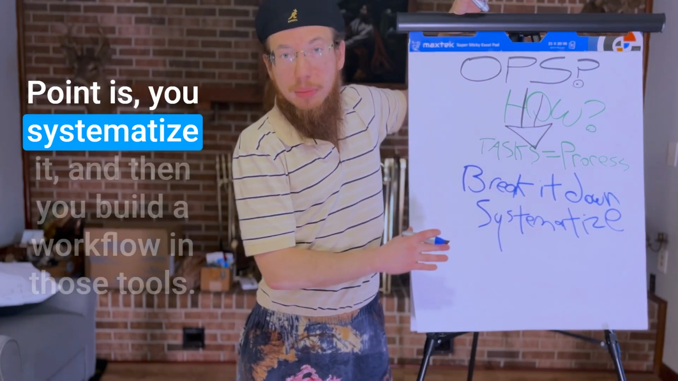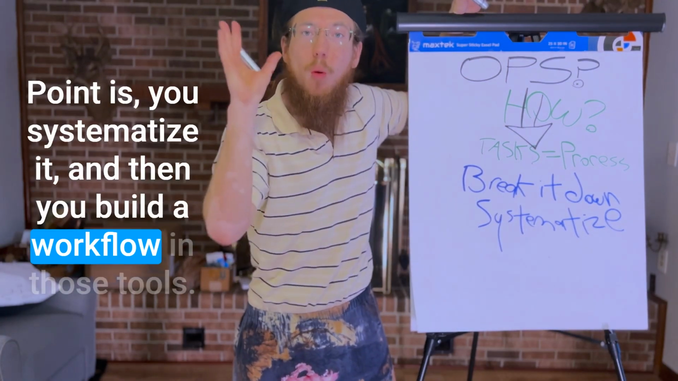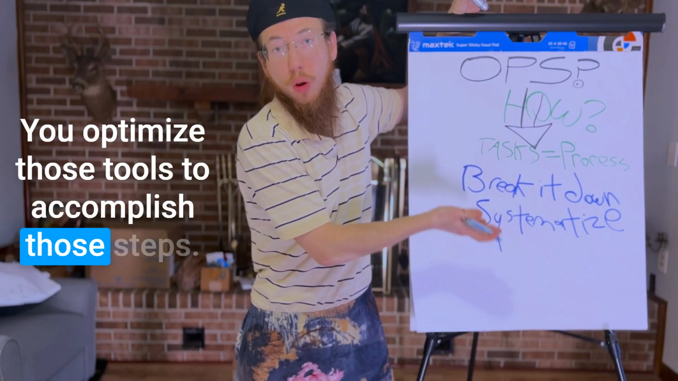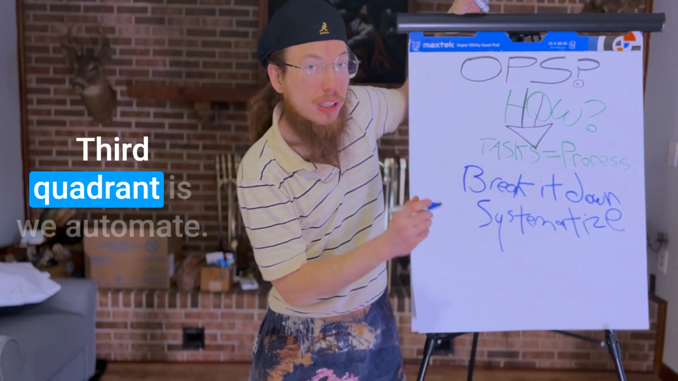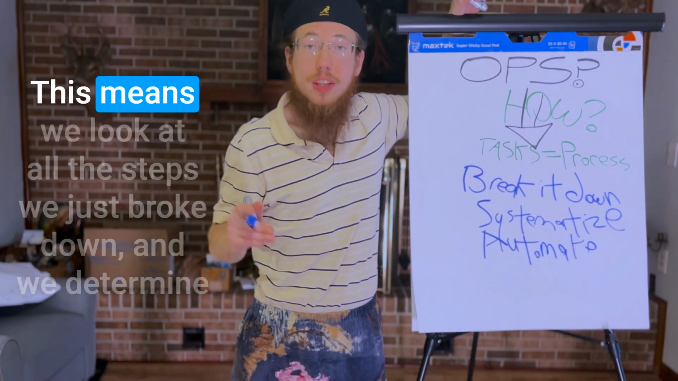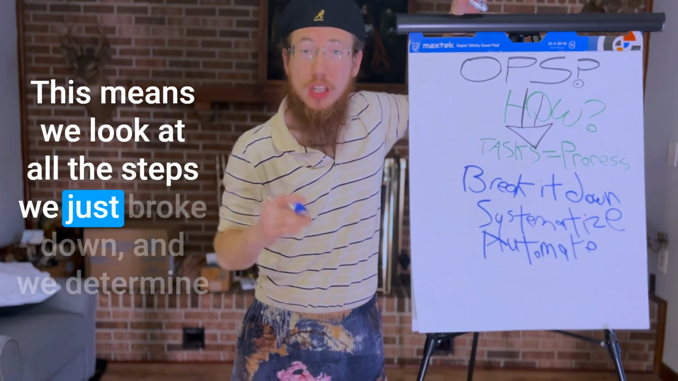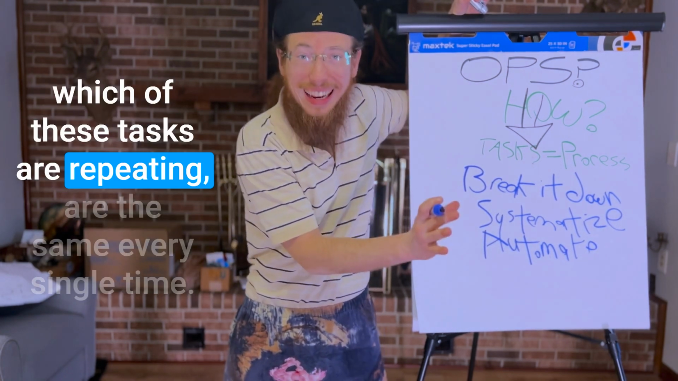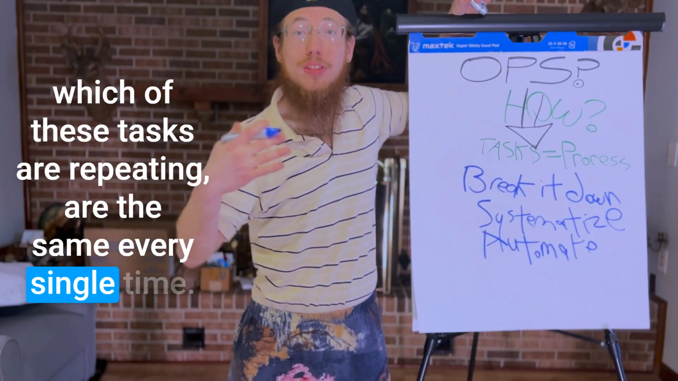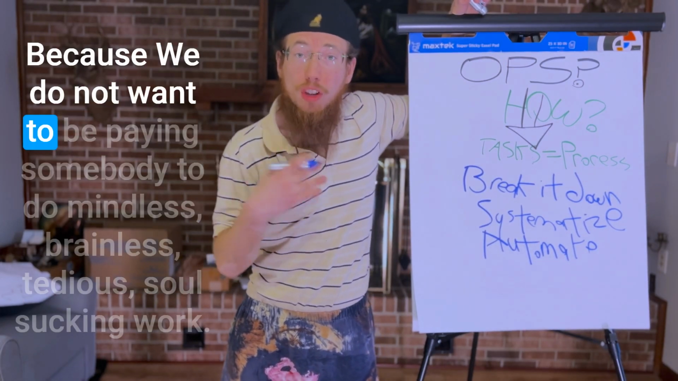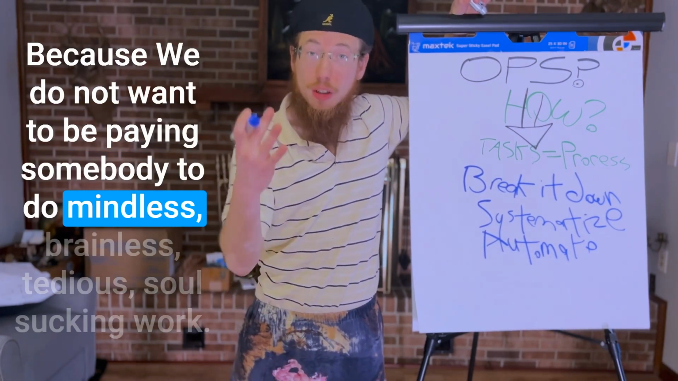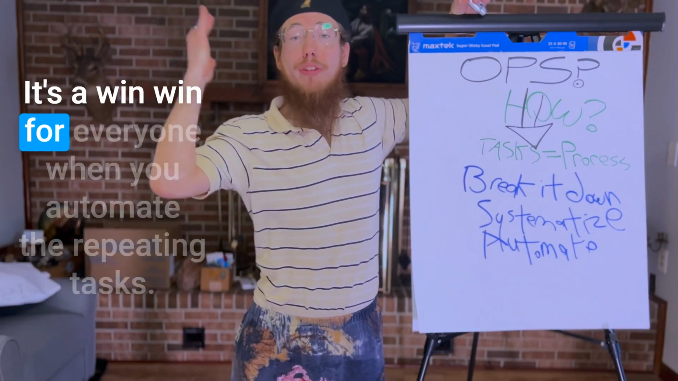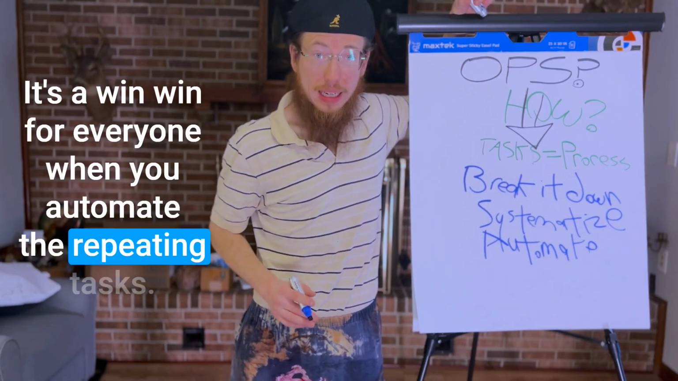Point is, you systematize it, and then you build a workflow in those tools. You optimize those tools to accomplish those steps. Third quadrant is we automate. This means we look at all the steps we just worked out, and we determine which of these tasks are repeating, are the same every single time, because we do not want to be paying somebody to do mindless, brainless, tedious, soul-sucking work. It's a win-win for everyone when you automate the repeating tasks.